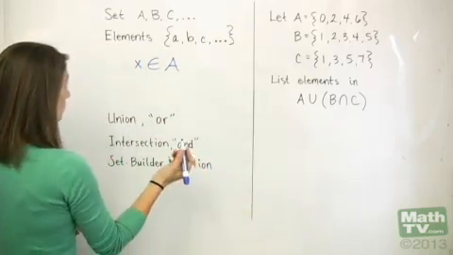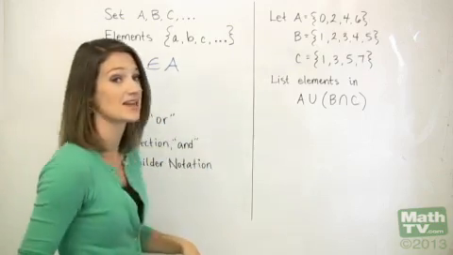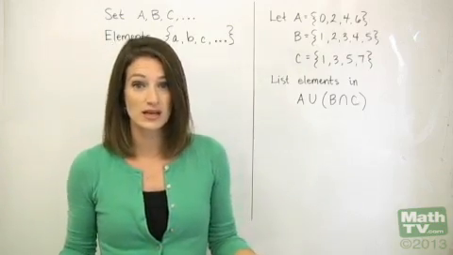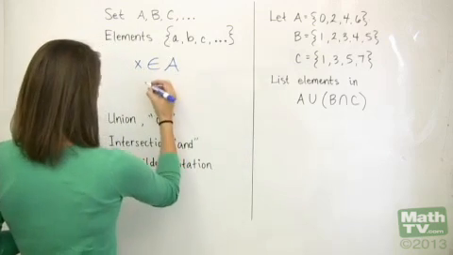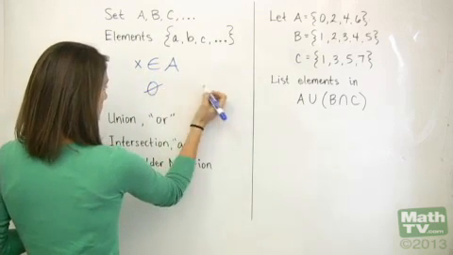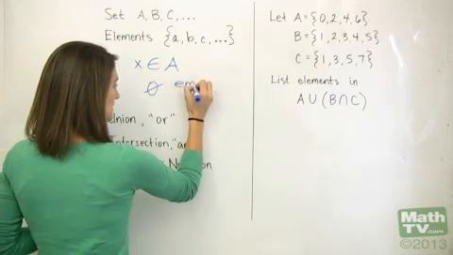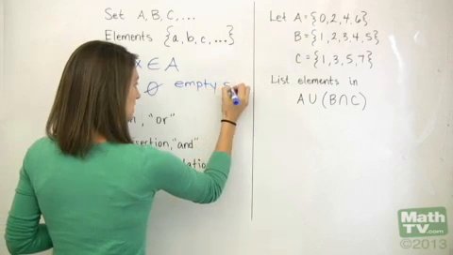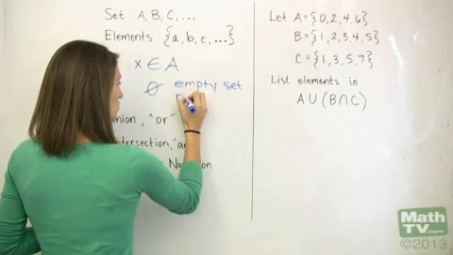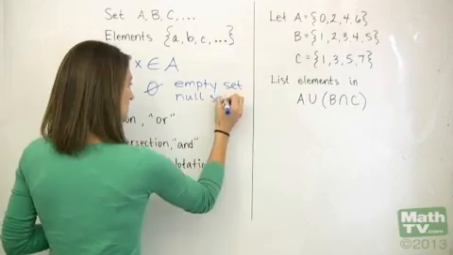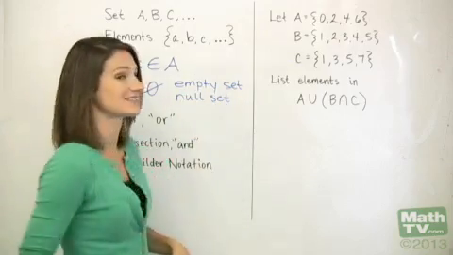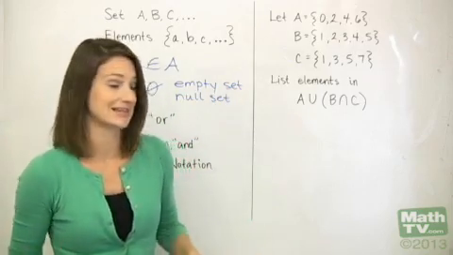The other symbol that we'll use, if we deal with a set that doesn't have any elements to it, we call it an empty or a null set, and we use this symbol. So this symbol here represents an empty set, which is also called a null set. And that means that it's a set that doesn't have any elements in it.